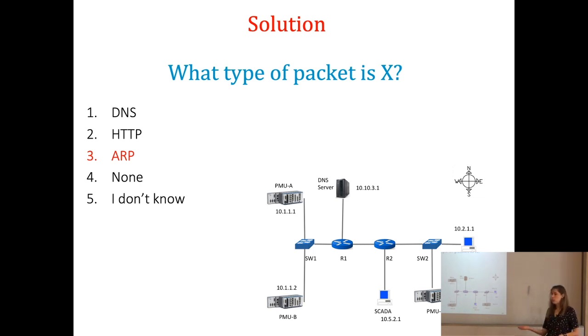And some people answered DNS. So with DNS, you will ask for the IP address of the PDC, which is required, of course. But to be able to talk to the DNS server, you first need to find out the MAC address of the router. So this is why we start with ARP.